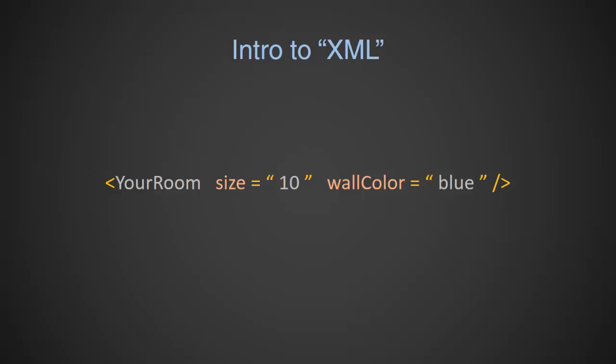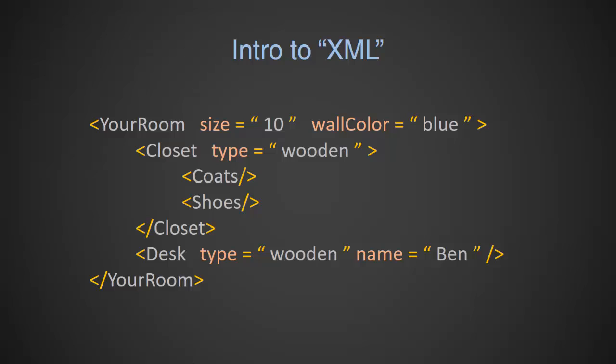Let's read our final XML here and see what we got then. We have a room which is 10 in size and has a blue wall color. Inside this room we have a closet which is wooden in type and contains coats and shoes. We go out of the closet and there is a wooden desk in the room named Ben. Then we go out of the room. If you had no problem reading our XML, you are totally ready to write your own XML defining your GFX for CryEngine now.